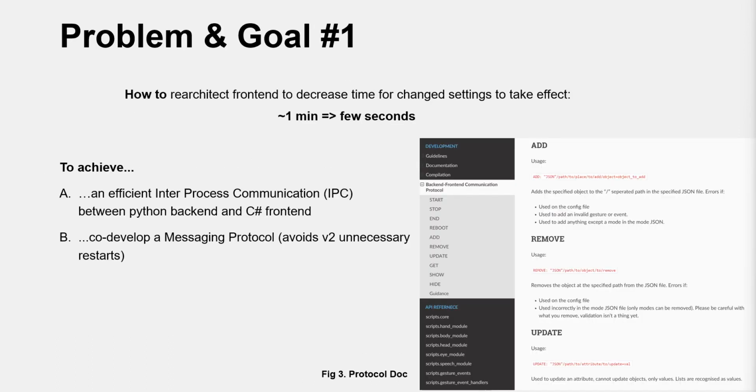This leads us to our first focus, which is to completely rebuild the front end to decrease the time for changed settings to take effect. To achieve this, we aim to build an efficient method for inter-process communication and a messaging protocol. This opens up the front end to change any backend customization property by sending a message after a user sets a value through a UI element like a slider.